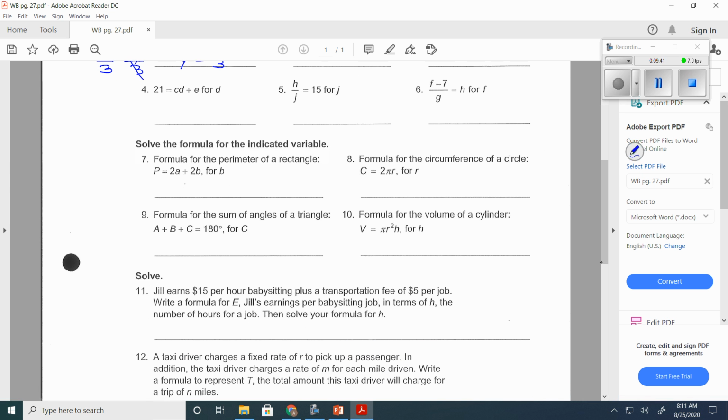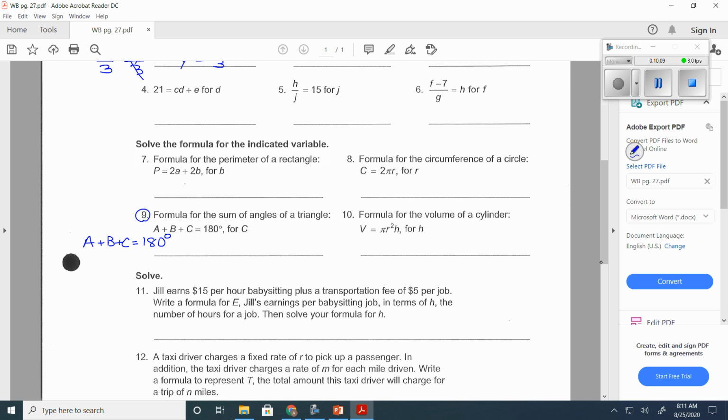For 7 through 10, it says solve the formula for the indicated variable. So let's see here. Which one do we want to try? Let's look at number 9. Formula for the sum of the angles of a triangle. A plus B plus C equals 180 degrees, and we want to solve for C.